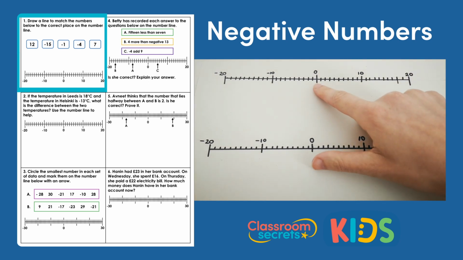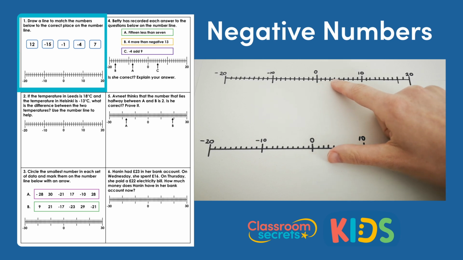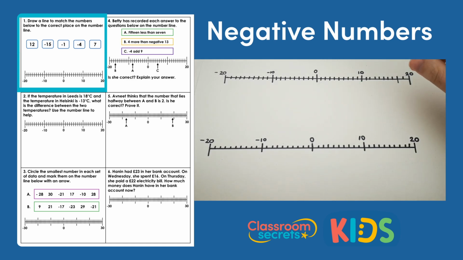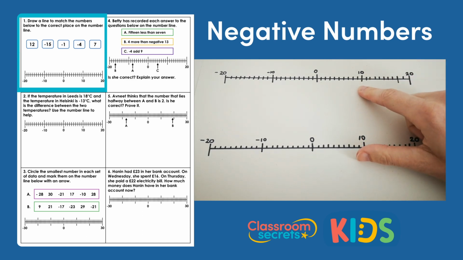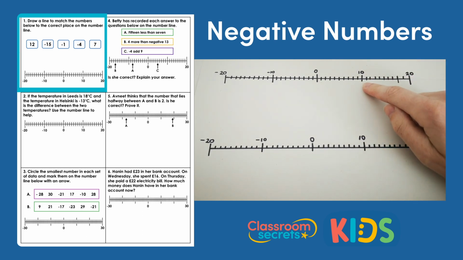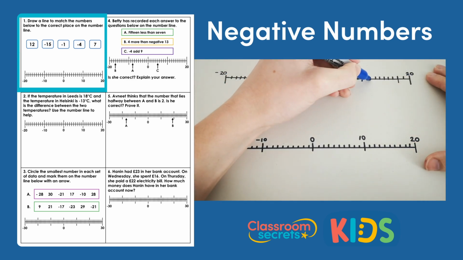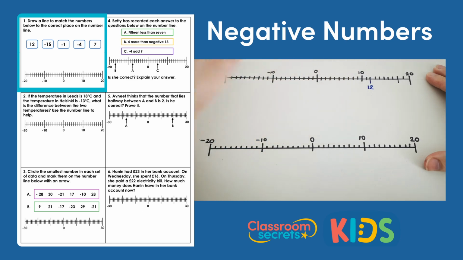So if we count from 0, 1, 2, 3, 4, 5, 6, 7, 8, 9, 10, we know that these increments are worth 1 each, which is really helpful because that means to plot the 12 on the number line, we can start at 10 and just count on 2. 1, 2. So that increment there is where 12 goes on our number line.